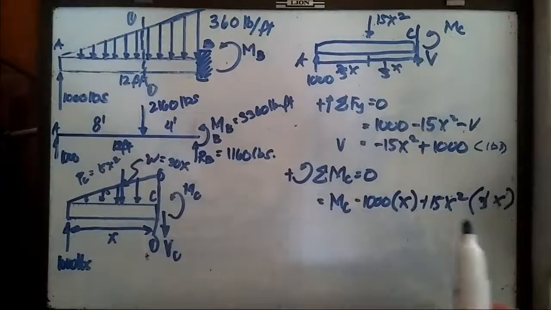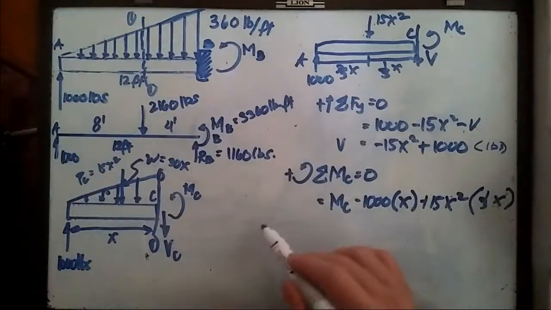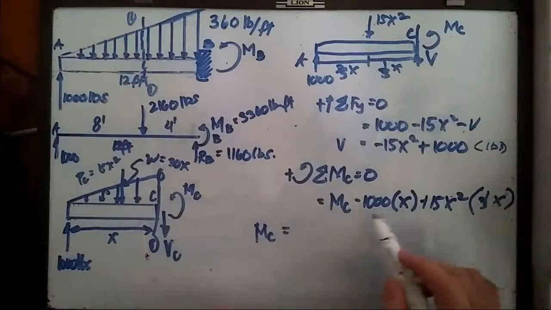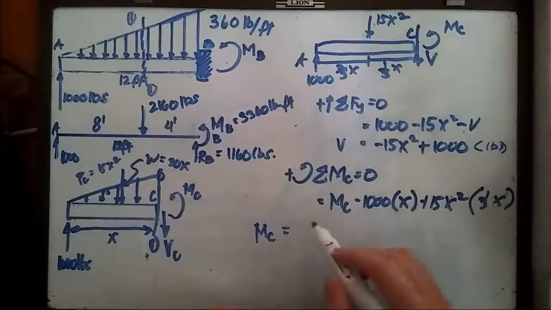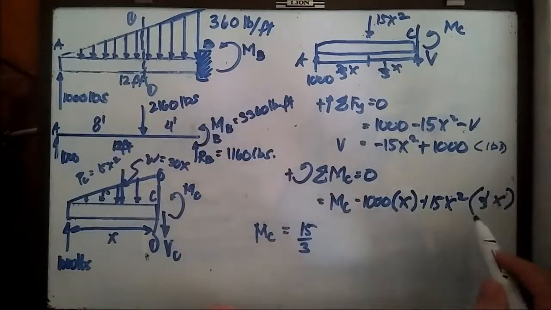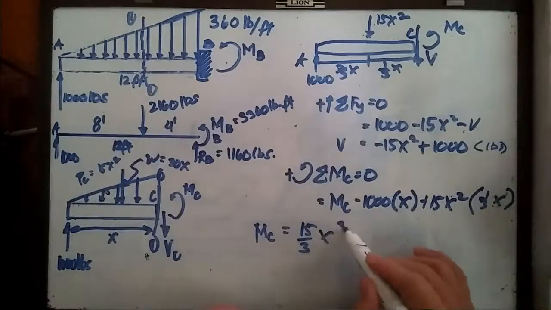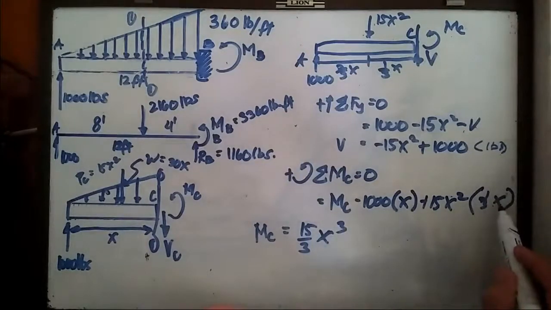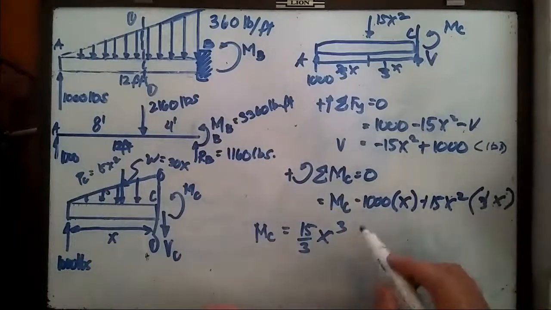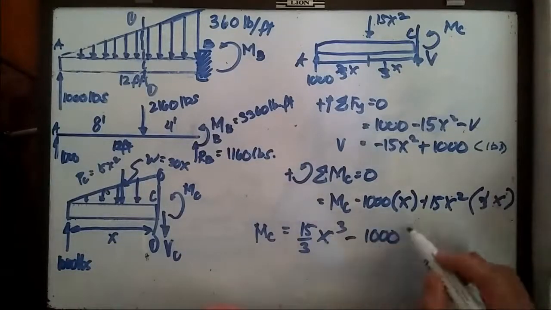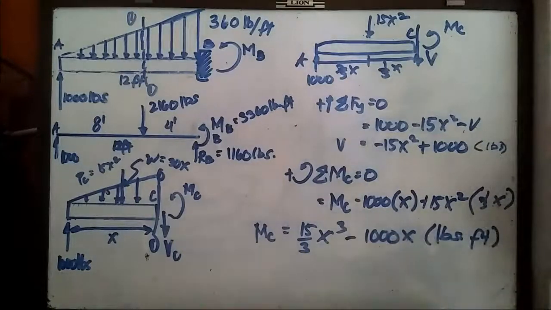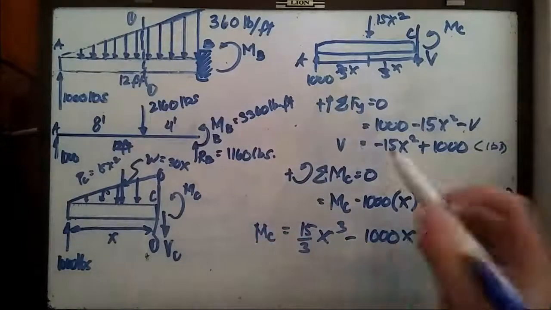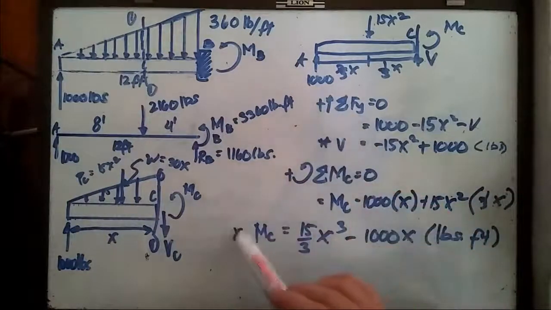The next is to simplify, so M sub C is equal to, simplifying this first, 15/3 x cubed, because x squared times x is x cubed, minus 1000x, and the unit is pound-feet. So we managed to solve for the shear formula and the bending moment formula for this section, and let's continue that on part 2.